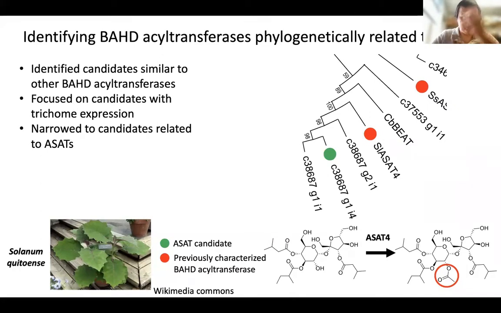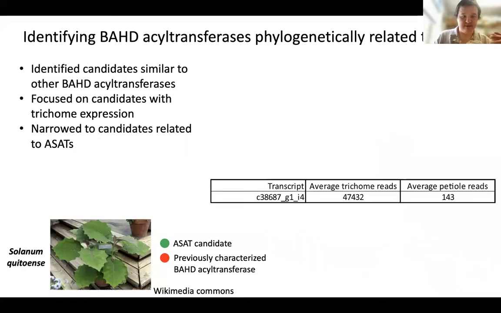Now, ASAT4 is an enzyme responsible for catalyzing the activity that you can see in the bottom right, where it's adding an acetyl group to the R2 position of the 6-membered ring in sucrose. This ASAT4 homolog was one of the most abundant transcripts that we observed in the RNA sequencing data. That, in combination with the relationship to ASAT4, as well as the high expression and the enrichment in trichomes, is what got us excited about this enzyme.